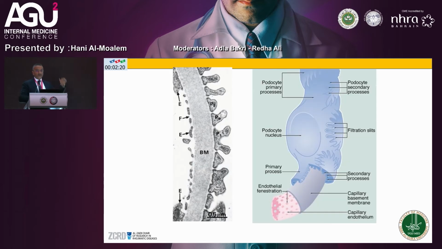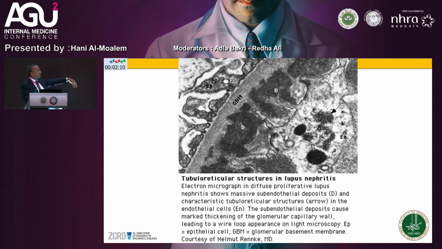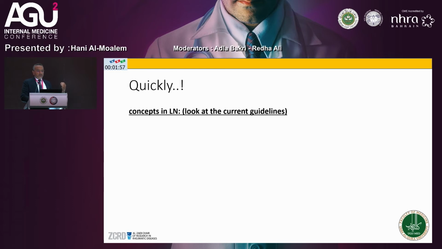You can see the 3 layers: the endothelium, the basement membrane, and the epithelium. This is the fenestration where the antigen-antibody complex is deposited, and this is the hallmark of lupus nephritis type 3 and 4, subendothelial deposits. Quickly, the most common form of lupus nephritis is type 4.